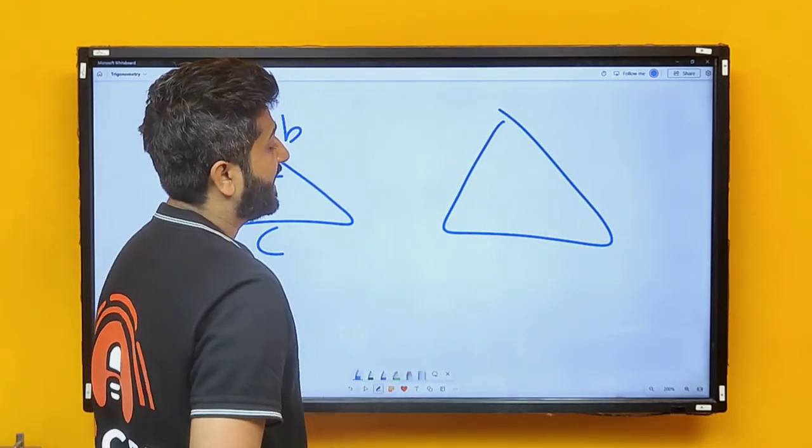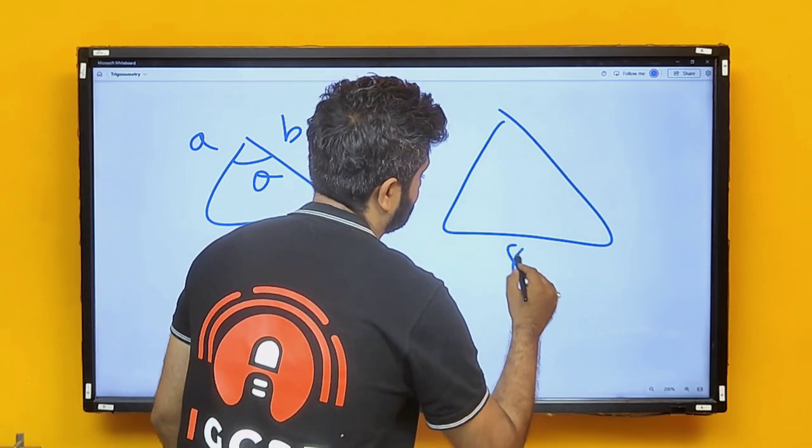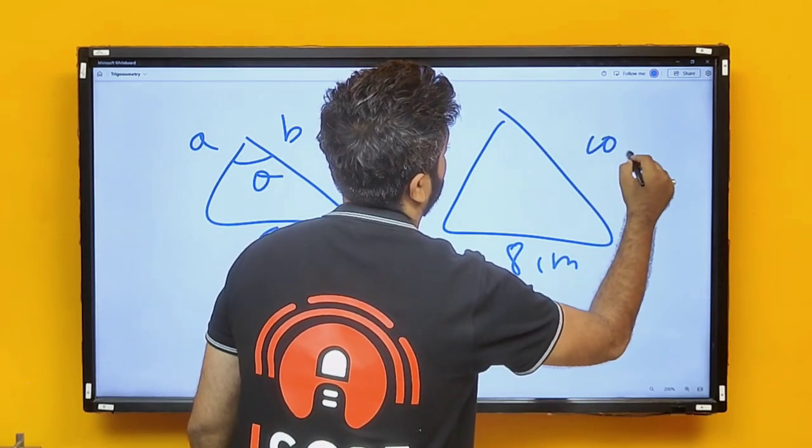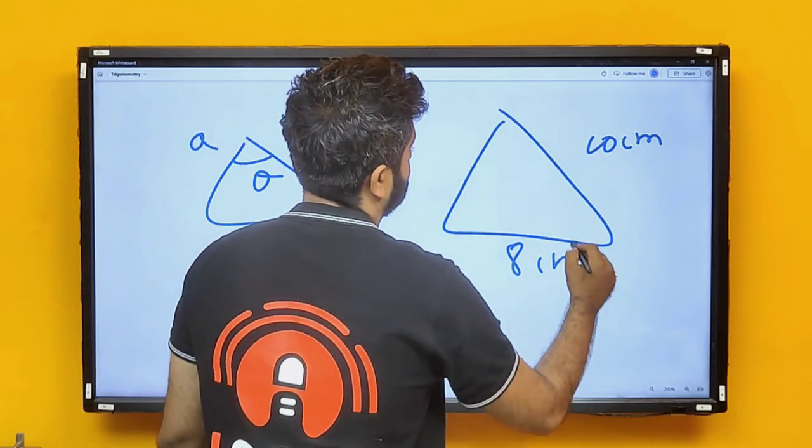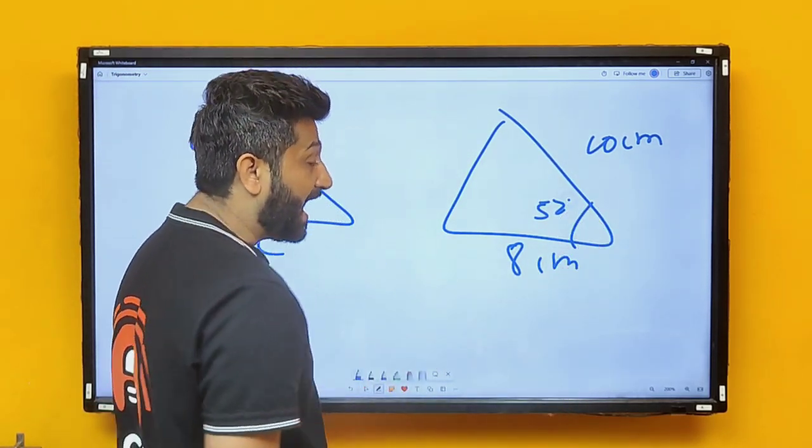Or the second case will be, I have two sides, let's say this is 8 centimeters, this is 10 centimeters, and I have an angle between the two sides, let's say this is 52 degrees.